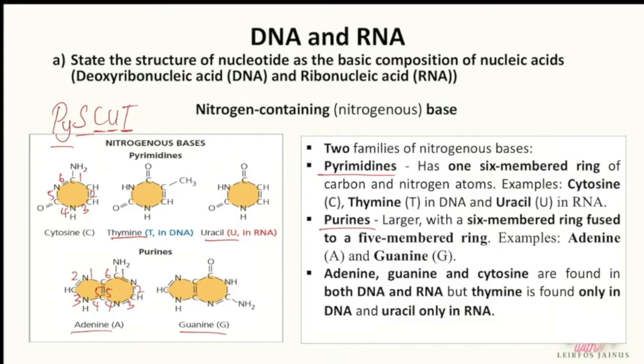For purine, you can use this acronym, PUDAG. PU stands for purine. D stands for double, or two rings: a 6-membered ring fused with a 5-membered ring of carbon and nitrogen atoms. A stands for adenine. G for guanine. Adenine, guanine, and cytosine can be found in both DNA and RNA, but thymine can only be found in DNA and uracil can only be found in RNA.